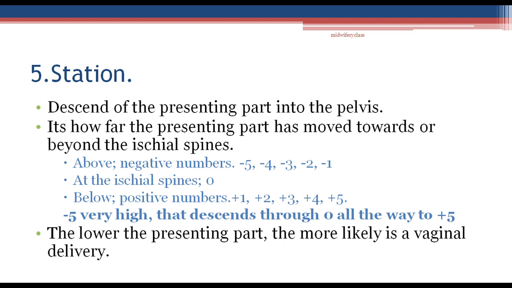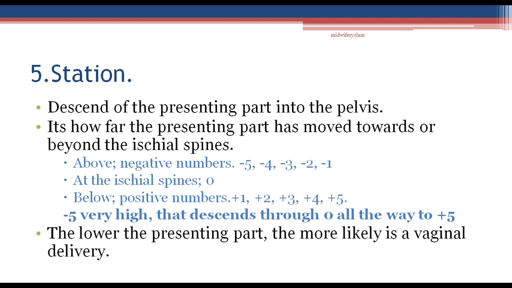Station is the descent of the presenting part into the pelvis. The presenting part is the part of the fetus that lies in the lower pole of the uterus. Station is basically how far the presenting part has moved towards or beyond the ischial spines. Above the ischial spines, station is represented as negative numbers: -5, -4, -3, -2, -1.